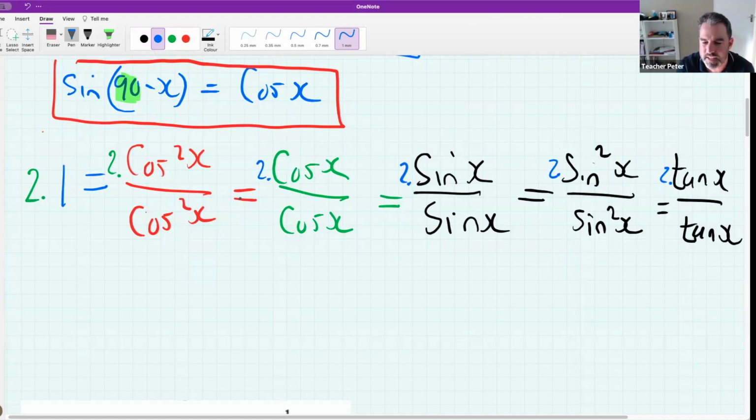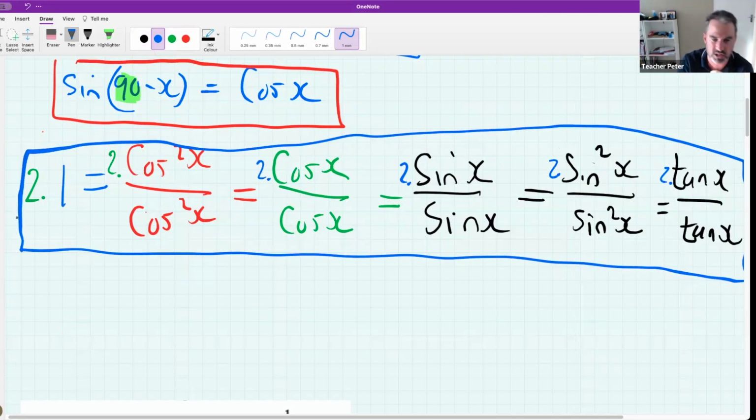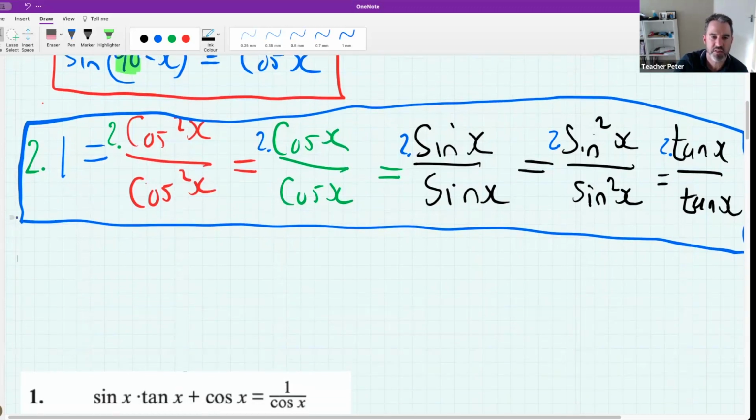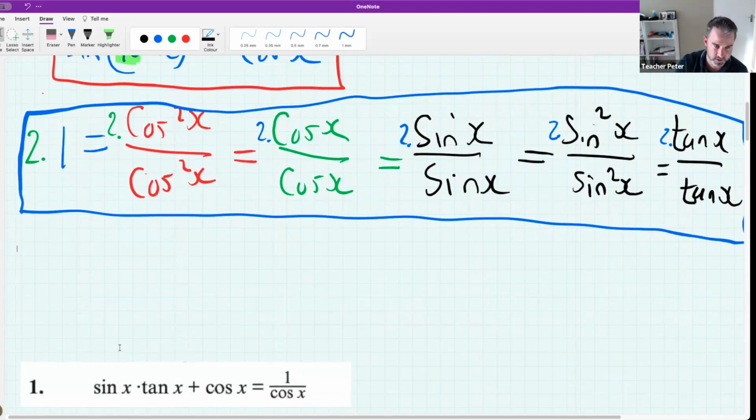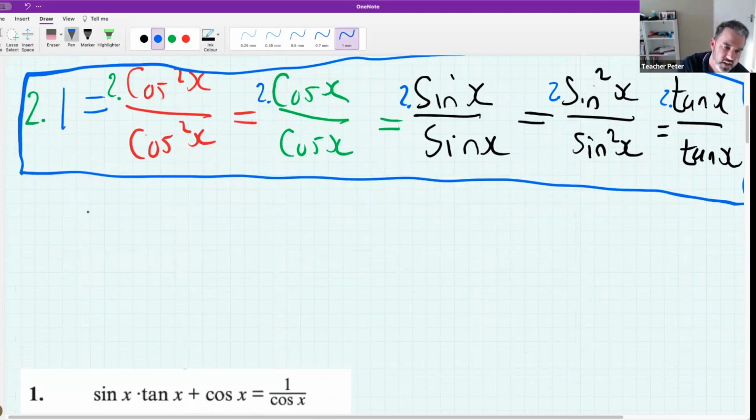Give me a 10 if you understand. Put the number 10 in the chat if that little identity or equivalence trick makes sense to you. Okay, awesome.